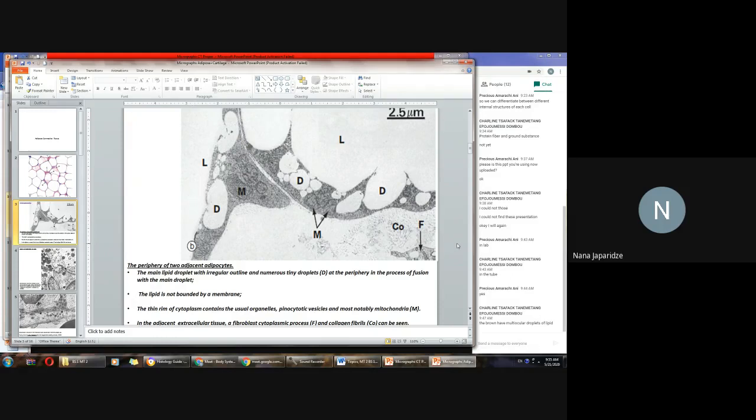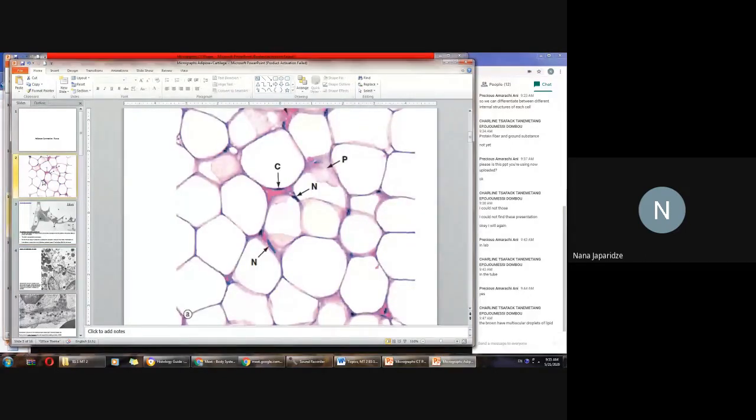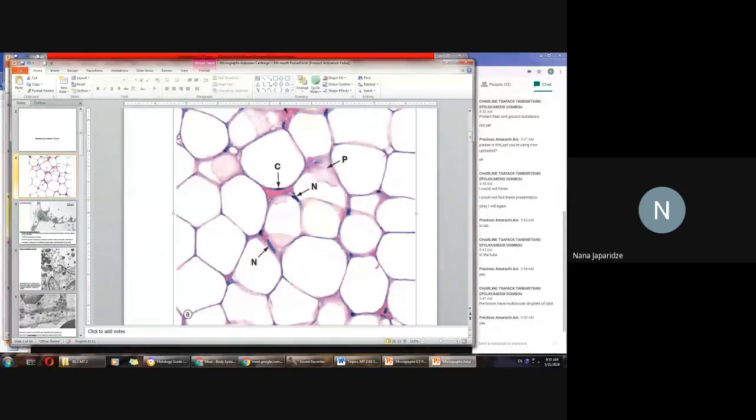So here is a small part of a fibroblast cell. Okay, is everything clear with this image and with this one?